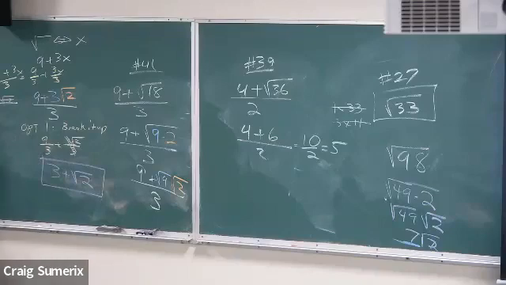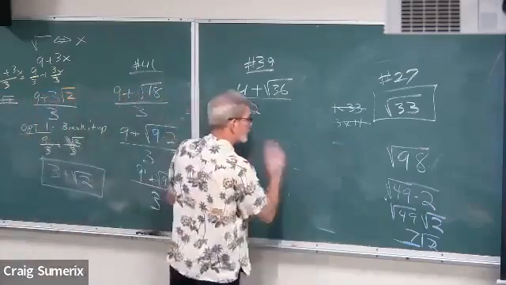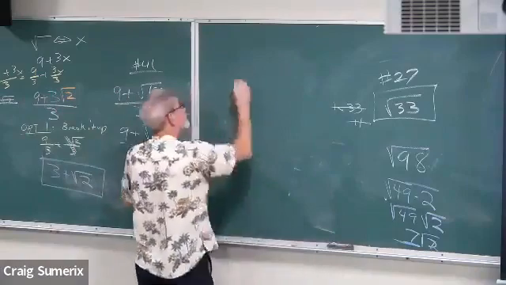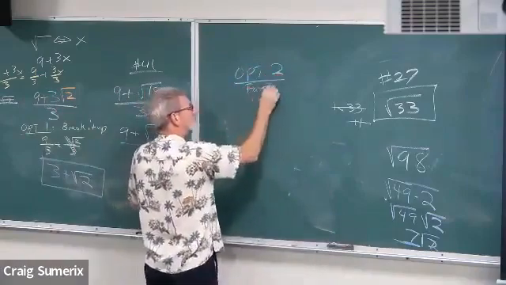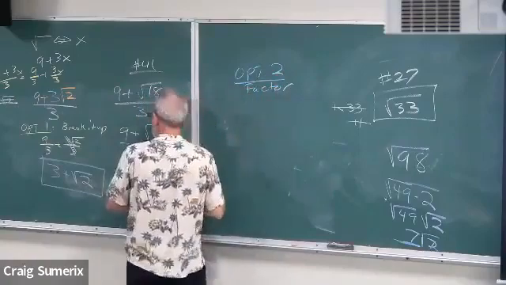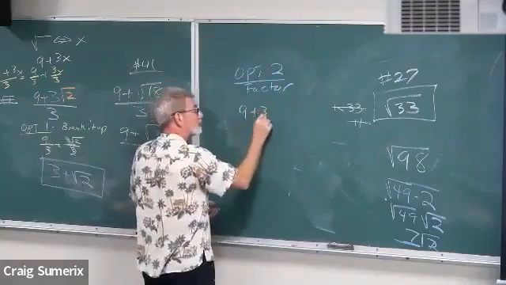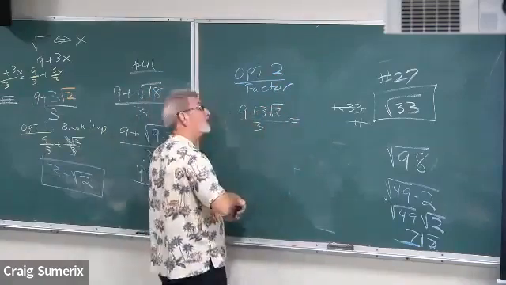There's one option. There is a second option. Sure, there's more than that yet. Option 2. We can take this and factor it. 9 plus 3 square root of 2 over 3. Can you factor the top?